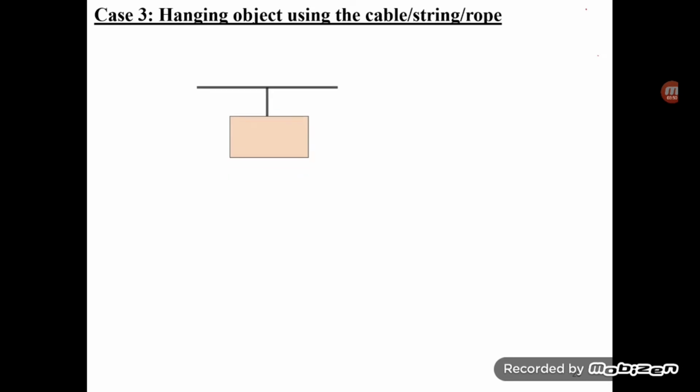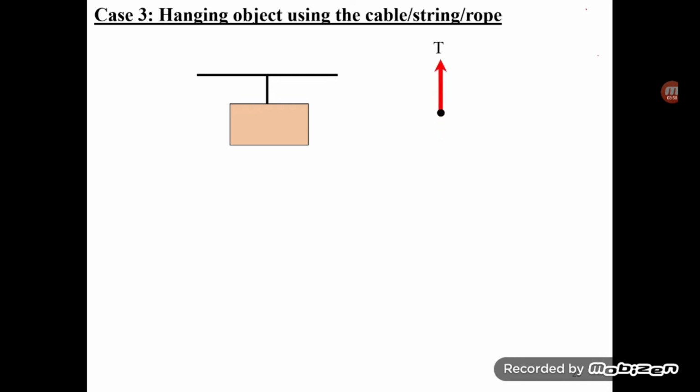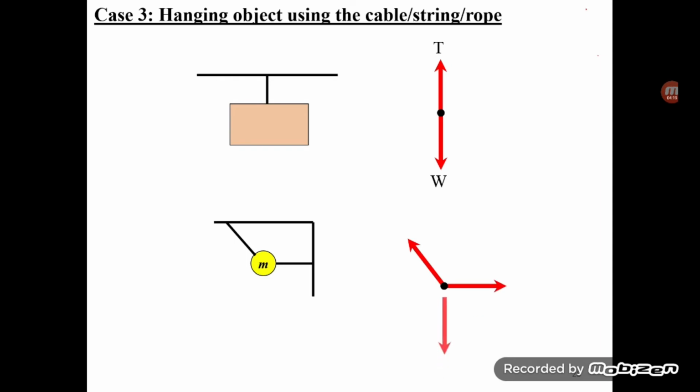Hanging object. Free body diagram: we have tension directed away from the object, and we have weight. The other one: we have three forces acting on object M, which are weight, tension 1 and tension 2.